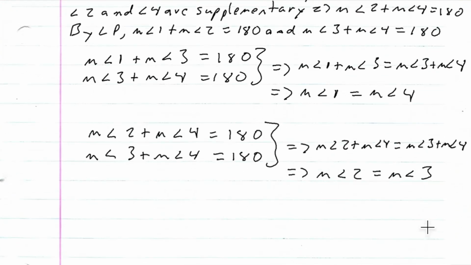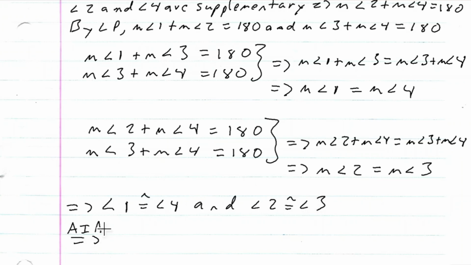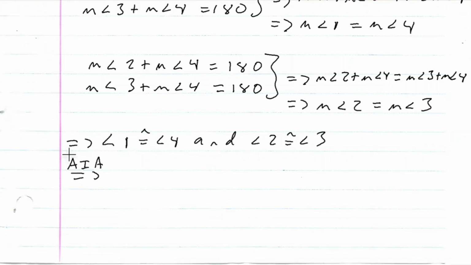So this implies that angle 1 is congruent to angle 4 and angle 2 is congruent to angle 3. So this implies by AIA, by the alternate interior angle theorem, that line 1 is parallel to line 2. And that is the proof.